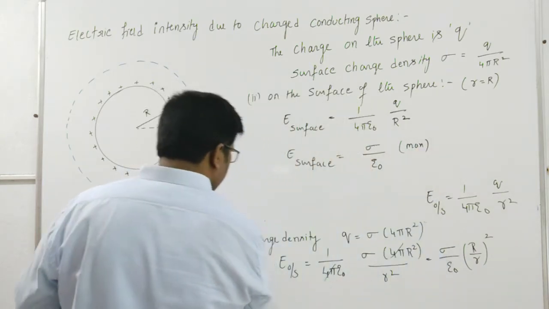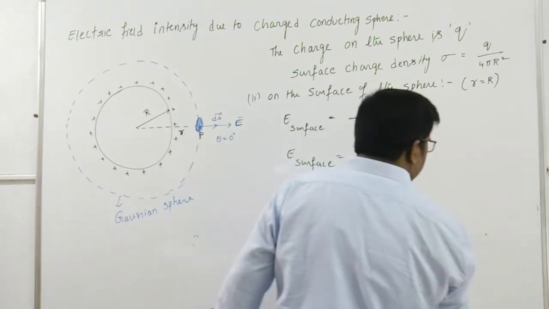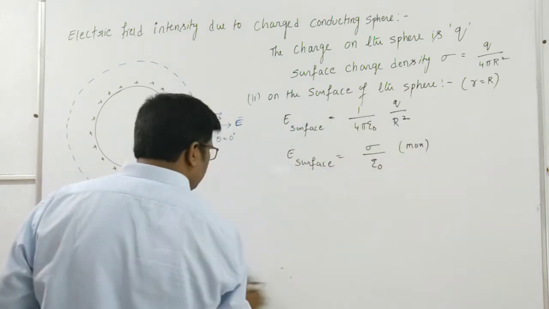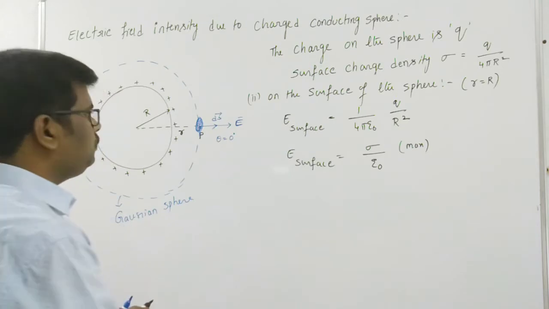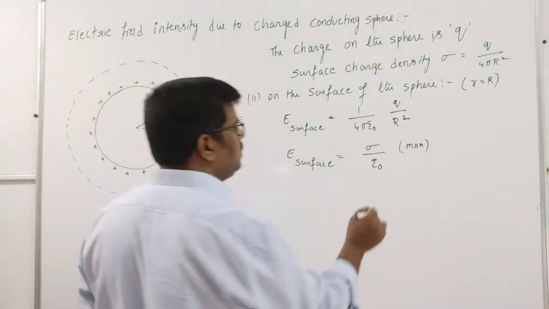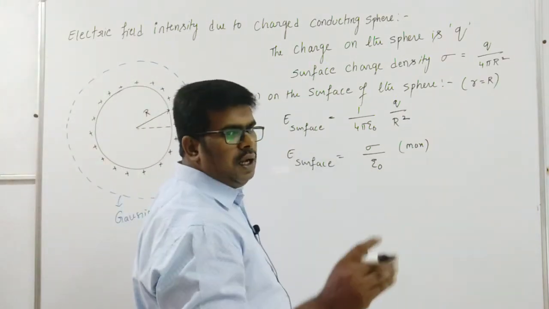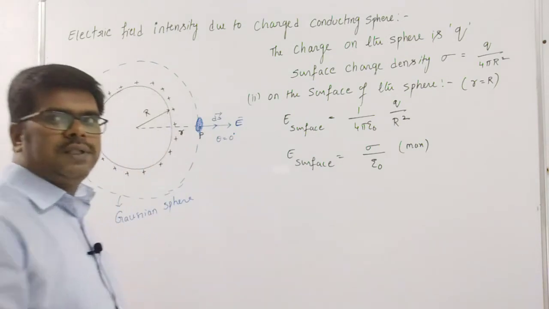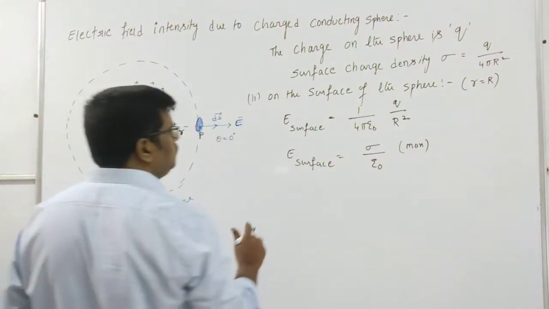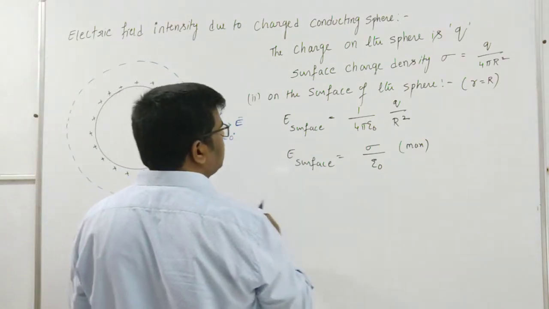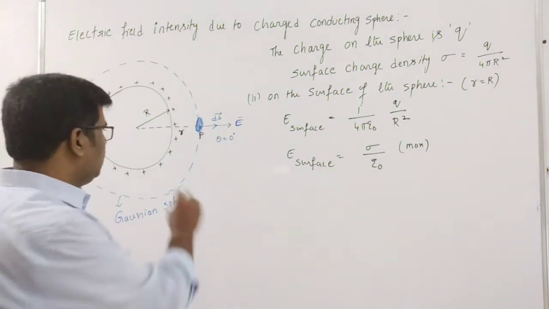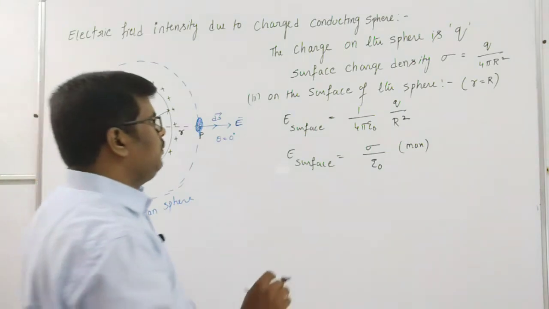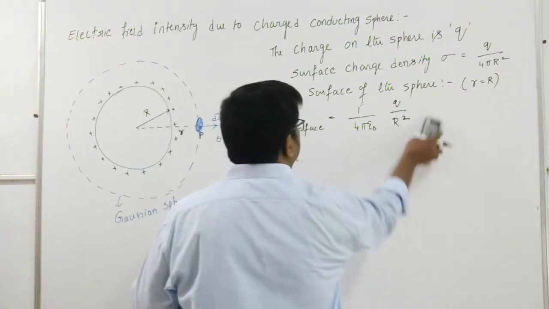So I am writing again clearly that E outside is inversely proportional to distance square, and E on the surface remains constant. And how much E inside will be, that is the third case we will be discussing. What is the electric field intensity inside the conducting sphere? Now we are going to discuss that one.